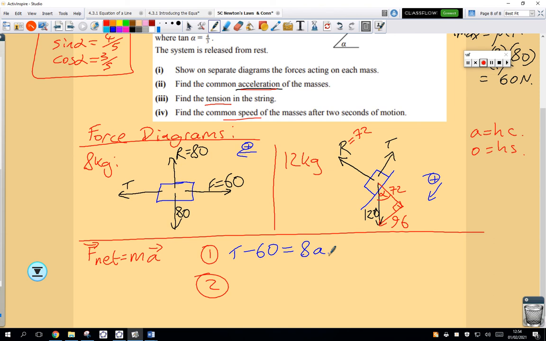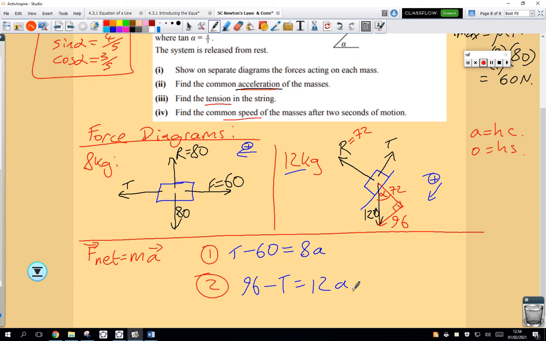Second one over here, notice the positive direction. I'm going to say 96 is the positive force parallel to the plane. T is the negative force. I'm going to get 96 subtract T, and that's equal to the mass of the object, 12, times the acceleration.